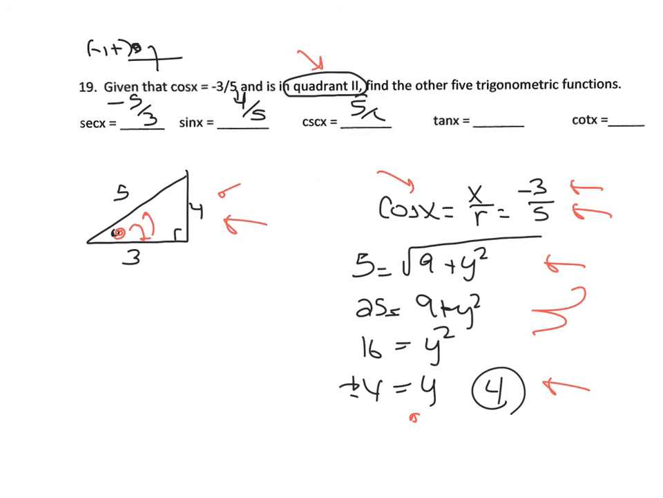Cosecant is the reciprocal. Tangent is y over x. All right, my y is 4, my x is, look at that, negative 3, so it's negative 4/3, and my cotangent is just the reciprocal of the tangent. Okay, and that's it. I hope that helps you.